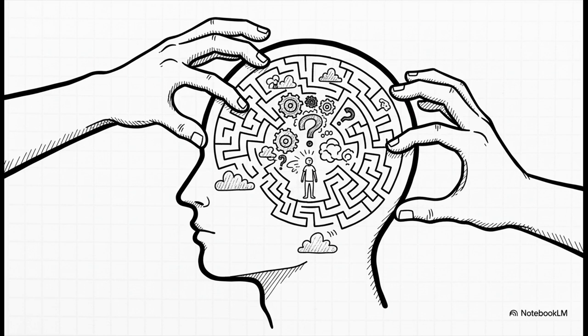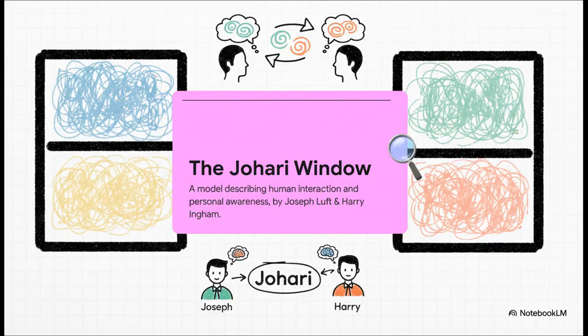But what we can do is become way more aware of what parts of us we show to the world and what parts stay hidden. And to help us do that, we have this absolutely brilliant framework called the Johari Window. And here's a fun fact. The name Johari isn't some ancient mystical term. It's just a mashup of the first names of its creators, Joseph Luft and Harry Ingham. They designed it as a simple model to map out our personal awareness.